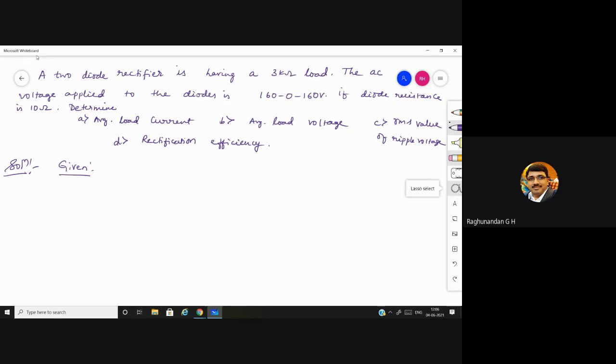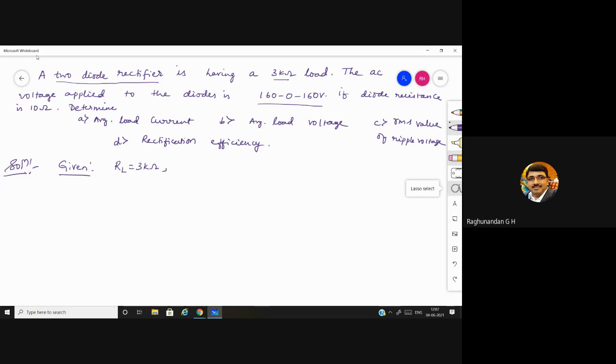So given, the load RL is 3 kilo ohm. After that, the AC voltage supplied to the diodes is 160 volt. Where is this voltage actually lying? Transformer, at the primary or at the secondary? Secondary.